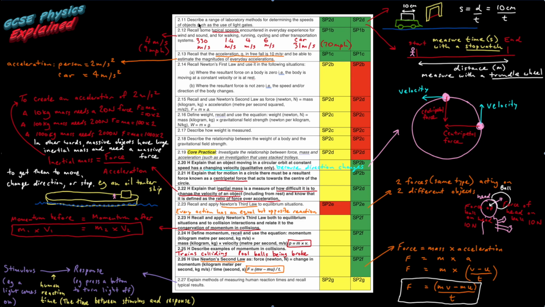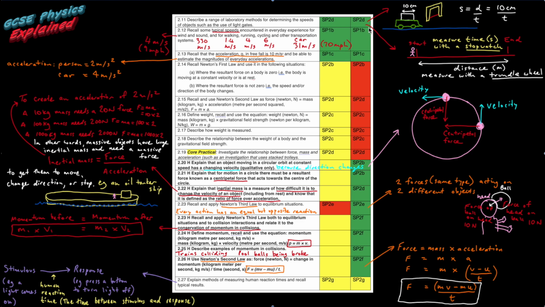Right, you need to be able to describe a range of laboratory methods for determining the speeds of objects, such as the use of light gates. If you've never used light gates before, it's basically a gate with a light. You put a little card on the back of a car, and as that car goes through the light gate, this card breaks the light and sets off a timer. If you know the length of the card, which is usually about 10 centimeters, that's the distance, and you divide that by the time it took to travel through.